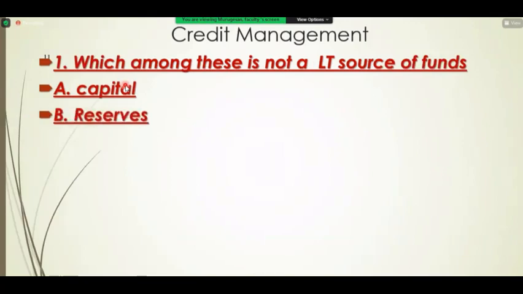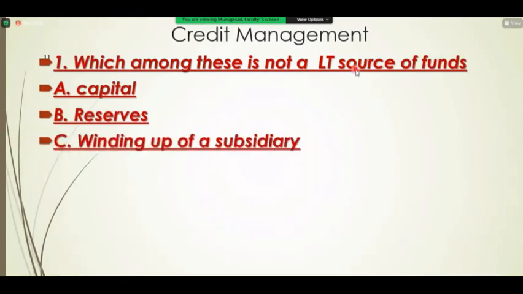Now, which among these is not a long-term source? So you see, it is a negative question. For each option, you have to decide one by one whether it is a long-term source or not. Capital is a long-term source, so this is not the answer. Reserves are always a long-term source. The question is about sources. All liabilities are sources. Please remember. Here they are asking for what is not a long-term source.